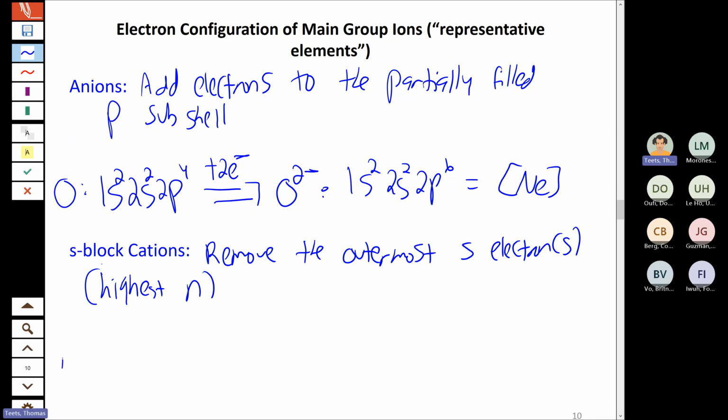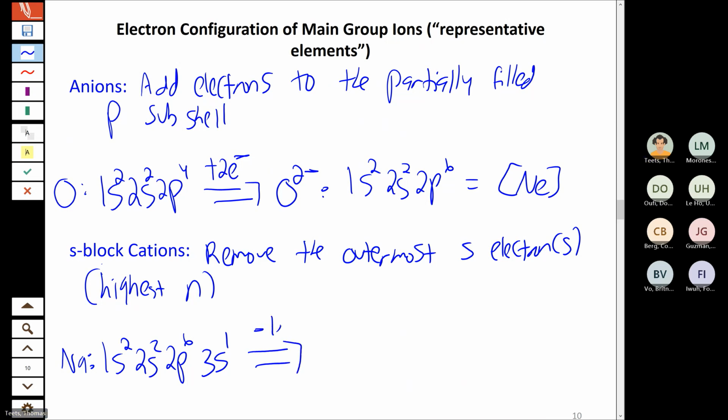So if we start with sodium, which is Na, we did the configuration for sodium last week. It was 1s2, 2s2, 2p6, and then 3s1. We will predict from its location on the periodic table that it wants to form a +1 cation. And so it's going to remove 1 electron to form the sodium plus cation.